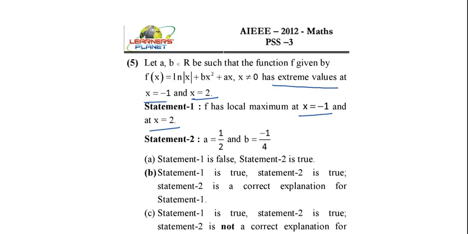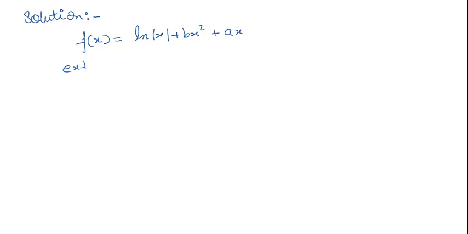So let's start doing this question on the whiteboard. We have been given that f(x) is equal to ln|x| + bx² + ax, and the function takes the extreme values at x = -1 and x = 2.